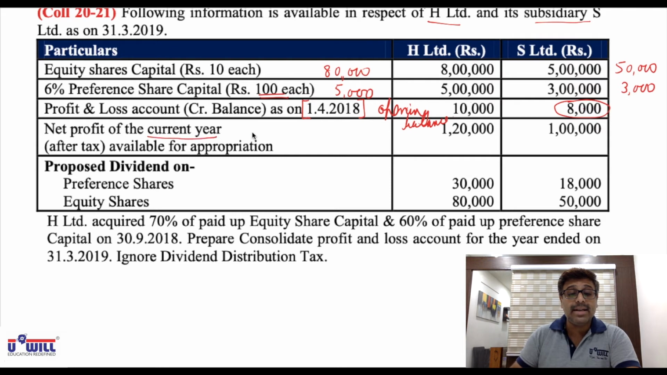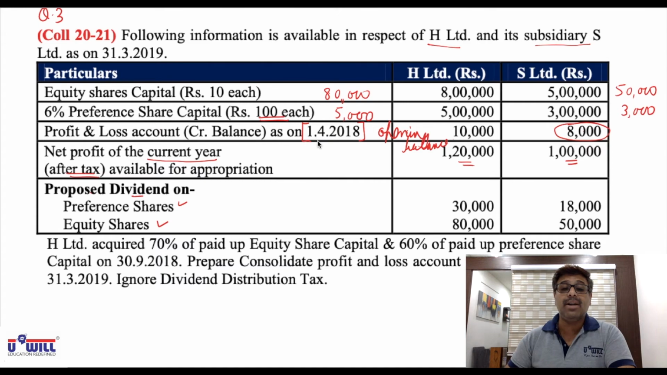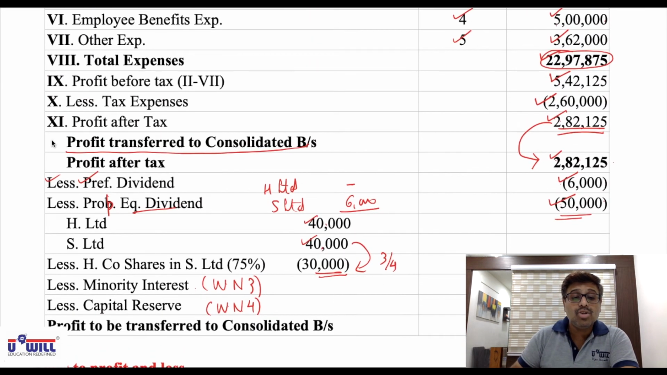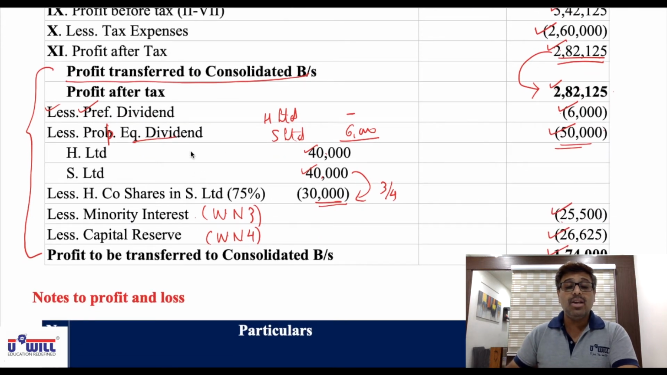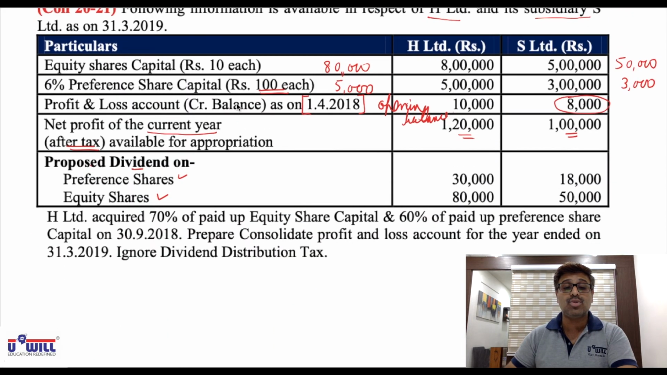Net profit of the current year, the current year's profit after tax available for appropriation, is 1,20,000 and 1 lakh. Proposed dividend of preference is also given. Equity is also given. Now you can see that you are not given the entire P&L statement here. Directly this information is only given. So only this part is to be done in the solution. Which part? The last part. In question 3, you just have to find the profit to be transferred to consolidated balance sheet. That's it. Starting with the opening balance of P&L account and so on.